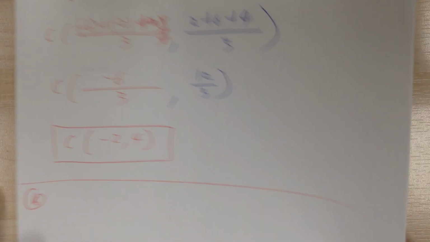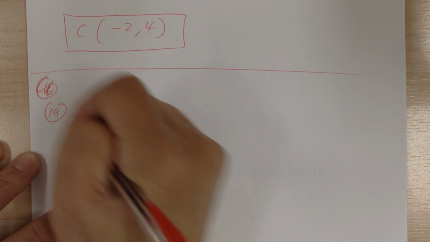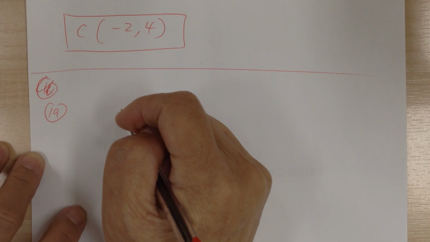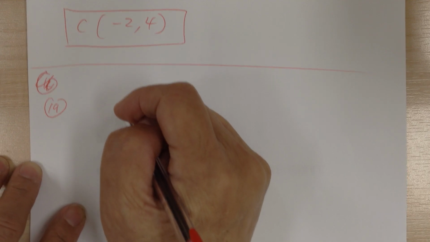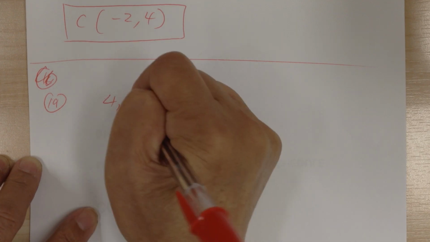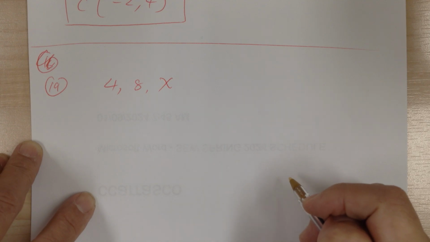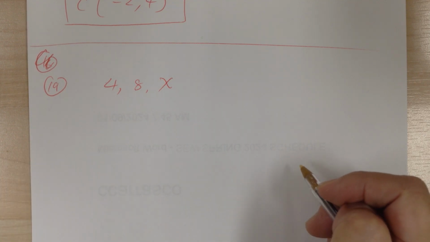Okay, let's continue. Let's go to 19. Describe the possible length of the third side of the triangle given the length of the other two sides. So you've got 4 and 8, and you've got x. So describe the possible lengths. Now, there are two cases.